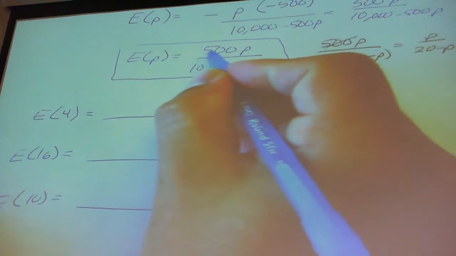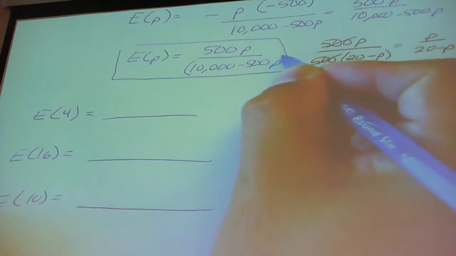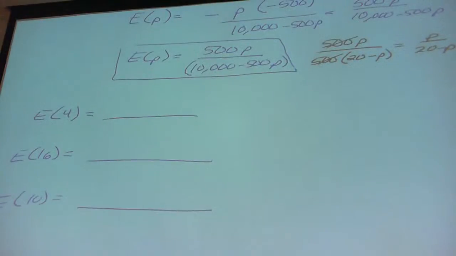Go to Y1, put this equation in. Put your elasticity of demand equation in. Now be careful. Make sure the bottom has parentheses. If you don't put the denominator in parentheses, you will get the wrong answer. And then plug in 4, plug in 16, plug in 10, and look up, see if you got the same answers. So in Y1, we're putting 500x divided by parenthesis 10,000 minus 500x. Then go to your table feature, which we've used a lot, and see what answers you get.